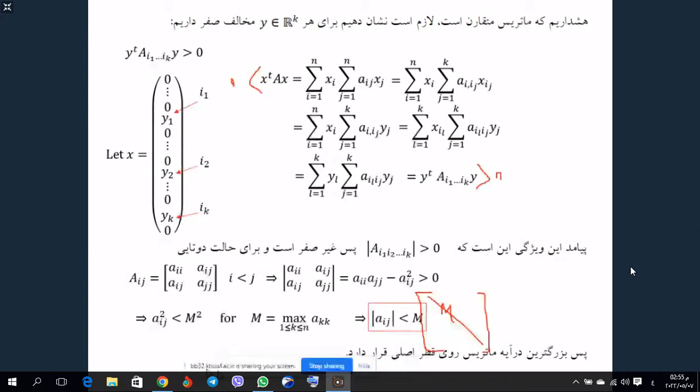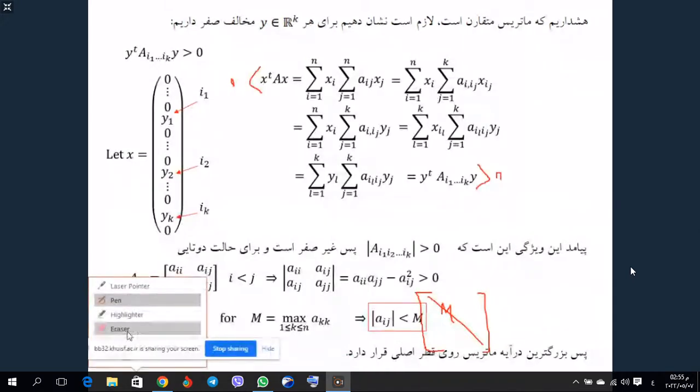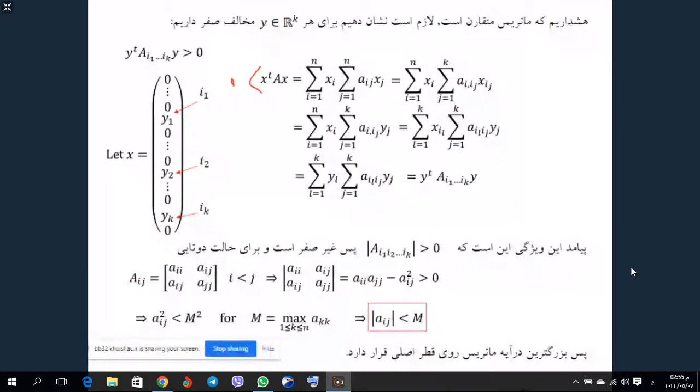What does this mean? It means the maximum entry in absolute value will occur on the original diagonal.